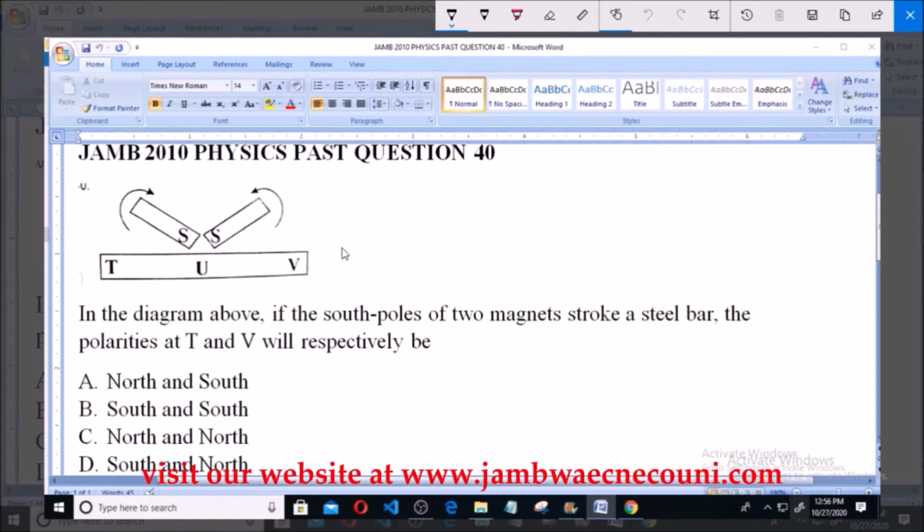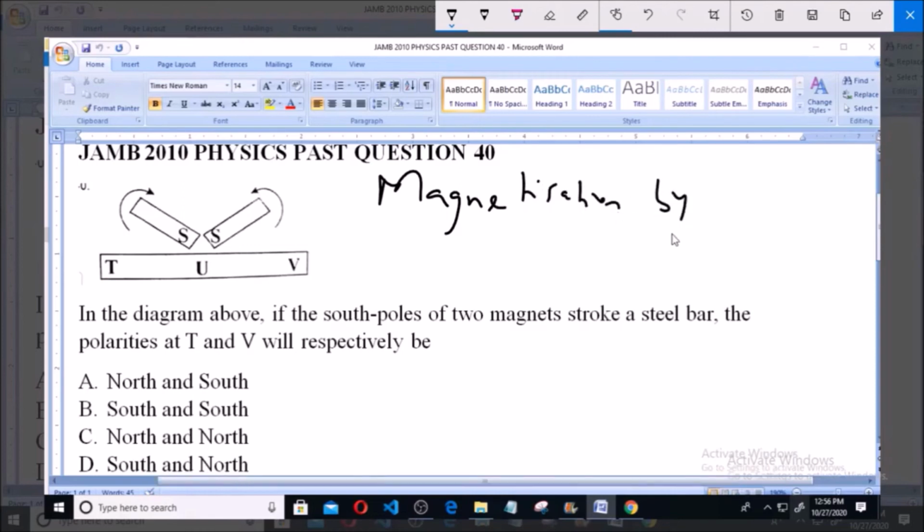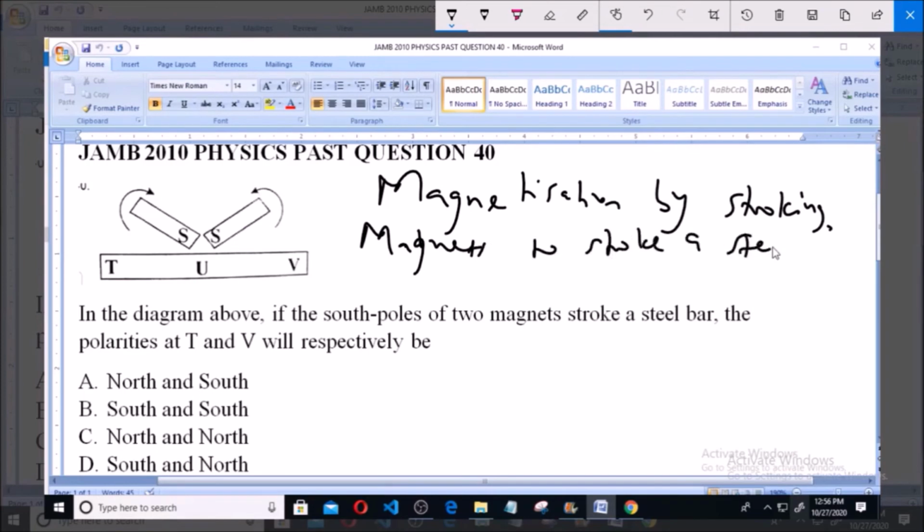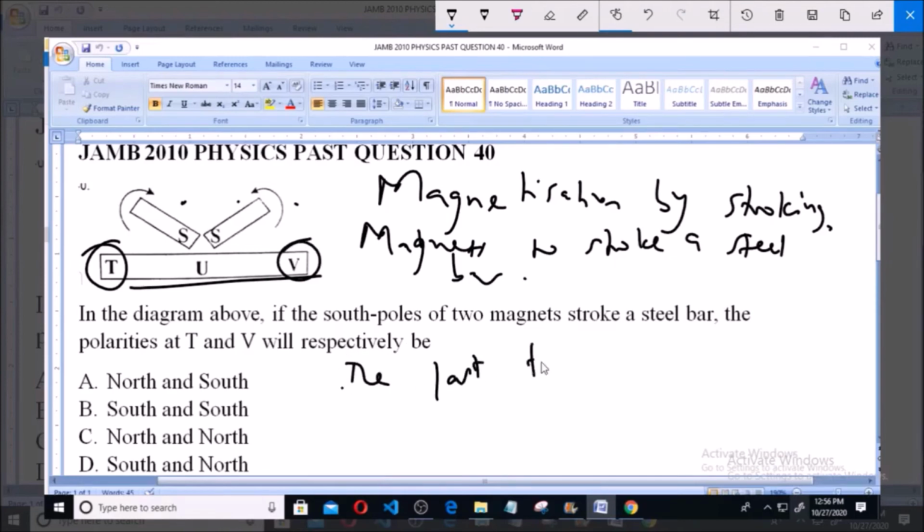Now this is what is known as magnetization by stroking, and basically this involves making use of a magnet or magnets to stroke a steel bar in order to magnetize it. So we are asked that if the south poles of two magnets, this magnet and this magnet, are used to stroke this steel bar, what will be the polarities at T and at V?